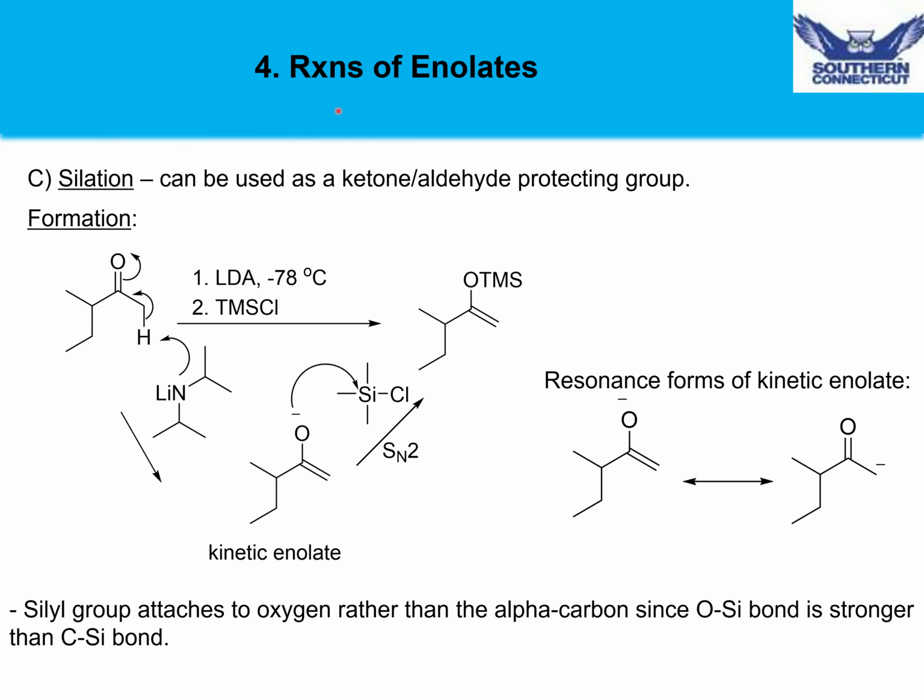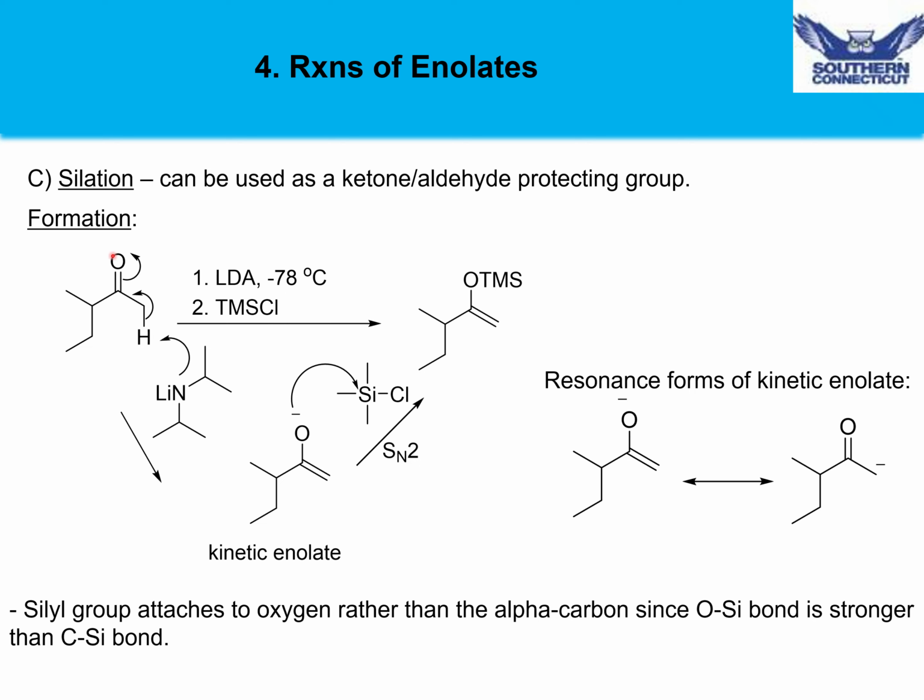Another reaction of enolates is the silylation reaction, where we can convert a ketone or an aldehyde into what we call a silyl enol ether, which is essentially a protecting group for ketones and aldehydes. This is how this protecting group can be added. So if we start off with a ketone, we add LDA at -78, which would form the kinetic enolate.